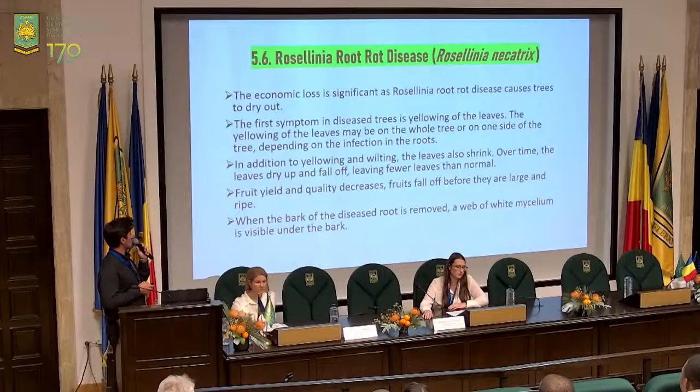The disease causes trees to dry out. Fruit yield drops and the tree quickly discards fruits. Fruits fall off before they are large and ripe. When the bark of the diseased root is removed, a white mass of mycelium is visible under the bark.